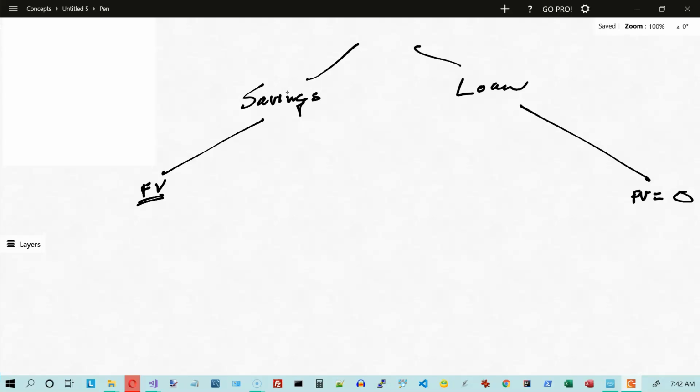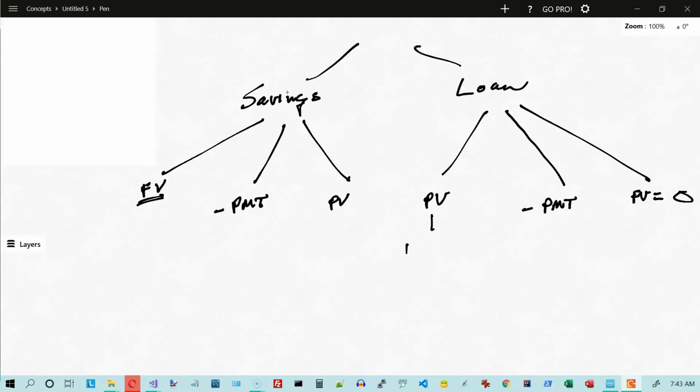The other options are if they ask you how much you need to save every time, then that is going to be a payment. How much do you have to save or to pay the bank every month in order to reach a goal? If you're paying off a loan, then that's also going to be the payment function. The payment is always going to be negative, so make sure you put a minus sign in front of it when you're adding the arguments. And the other function is present value, and that is how much money you have right now. If you're borrowing money, the present value is the loan amount. And if you are saving money, the present value is the amount that you have saved so far.